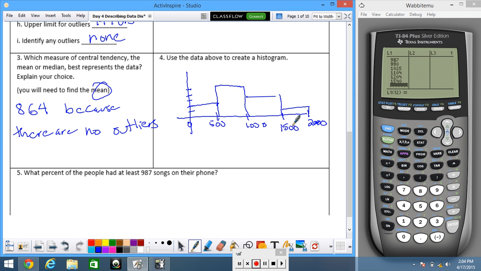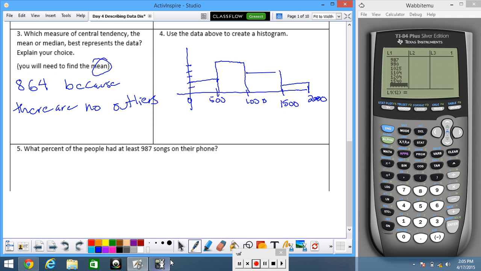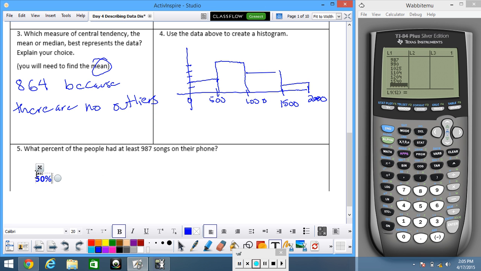What percent of people had at least 987 songs on their phone? So when I look at my box plot, 987 is actually the median. So that's the 50% point. So I'm going to say 50% had at least 987 songs, because 987 is the median.